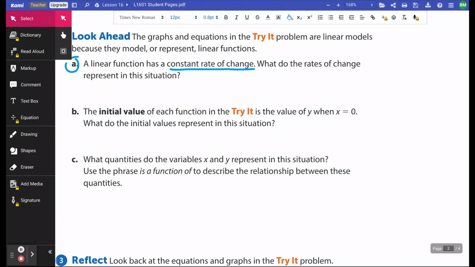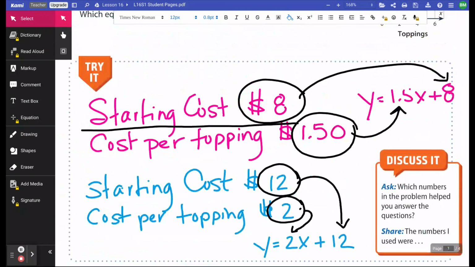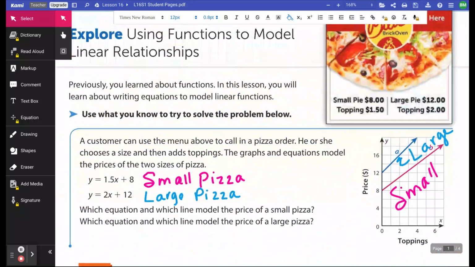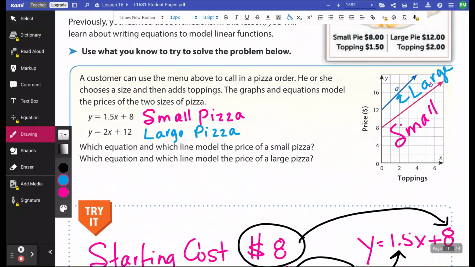Well, let's go back and look. Again, the question is, what do the rates of change represent in this situation? So let's go back and find our rates of change. Okay, so we're looking at 1.5 and we're looking at 2.